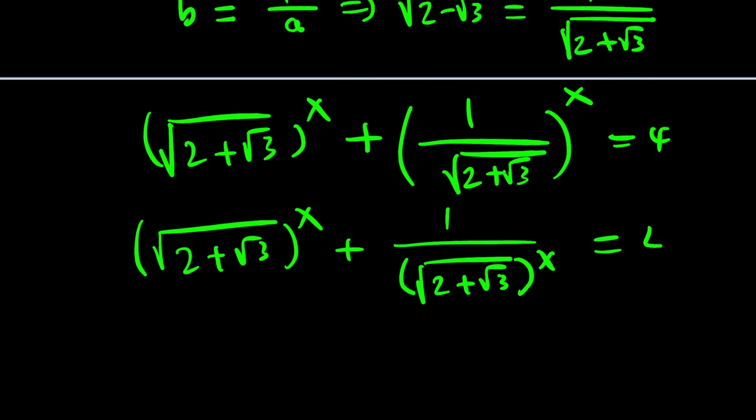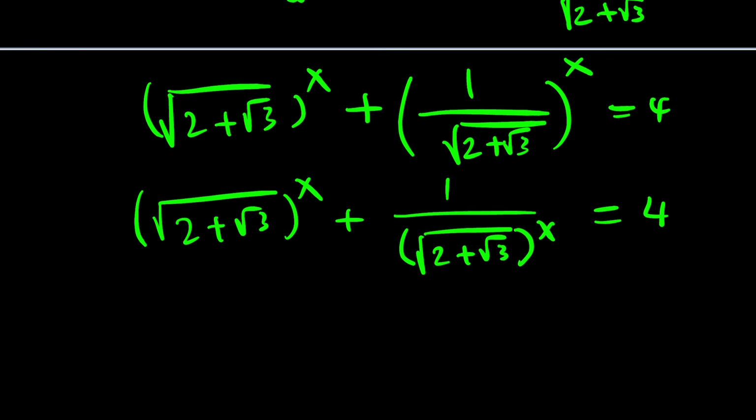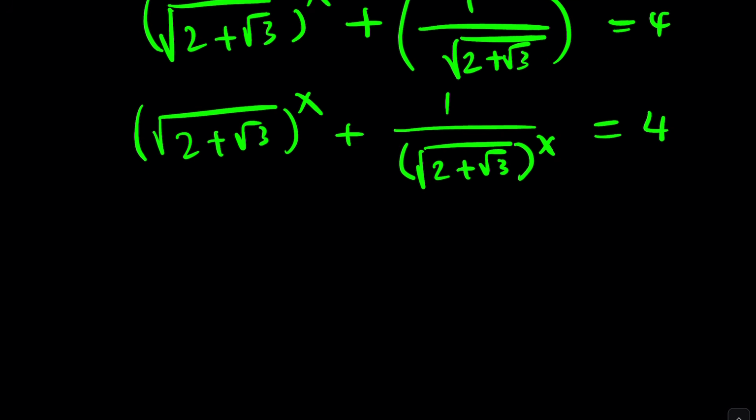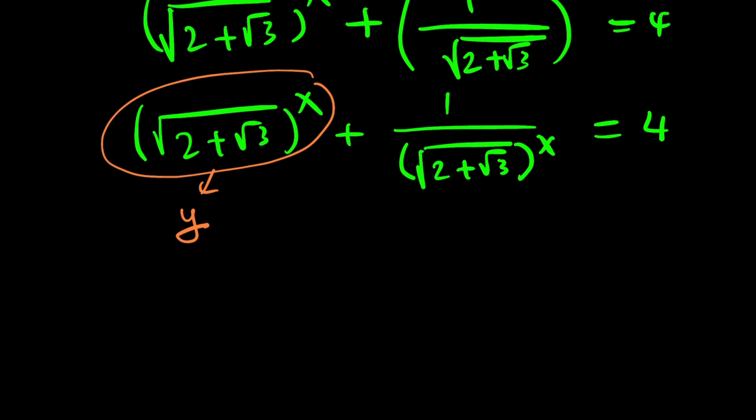Okay, you really need to understand how things work, what the dynamics are here, because you need to know it. I mean, you don't need a reason, right? So here is the fun part. We got the same thing twice. So if you call this y, and don't ask why, you're going to get something like this. y plus 1 over y equals 4. And guess what? This is a quadratic equation.